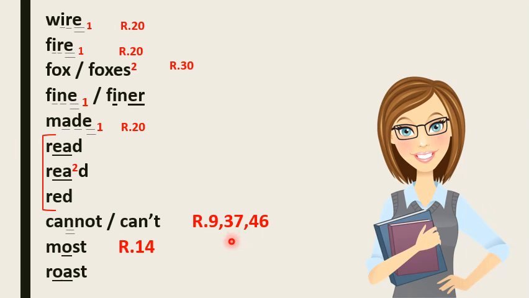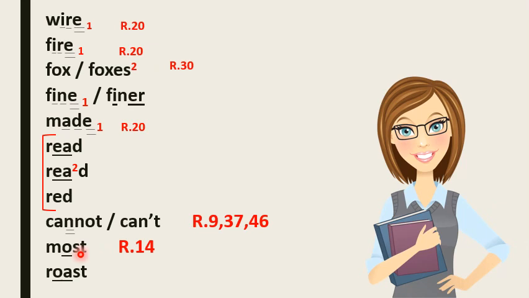Rule 46 says, apostrophe takes the place of a missing letter in a contraction. So what do we have here? This is called contraction. This is supposed to be cannot, but I made it short. How did I make it short? By putting apostrophe. You see the apostrophe right here? So when I put apostrophe to make a contraction, to make a word shorter, that will be Rule 46. Again, if I put an apostrophe to make the word shorter or to make a contraction, I will call it Rule 46.